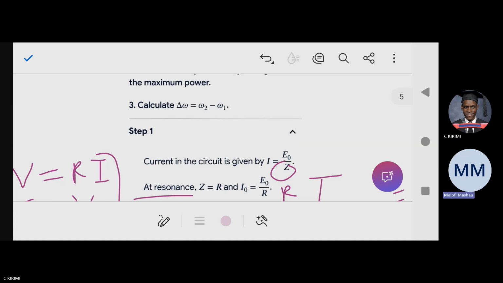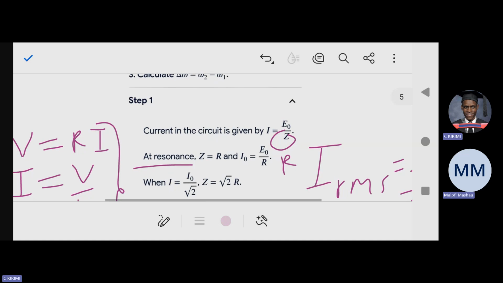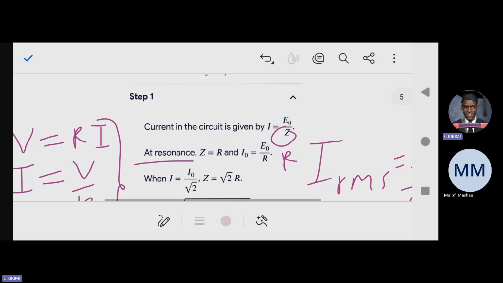So these are just some of the formulas that we need to know. So now we are coming, you write it, resonance, Z is equal to R. So where there is R, now you put your Z there, in the denominator. So now instead of it being E naught, and where there is I, now we are putting I naught. That's what you are doing.